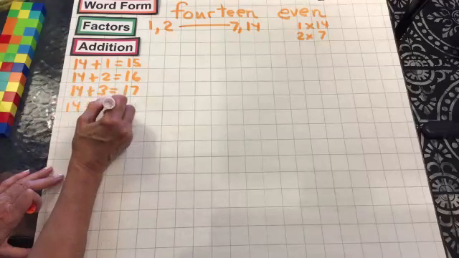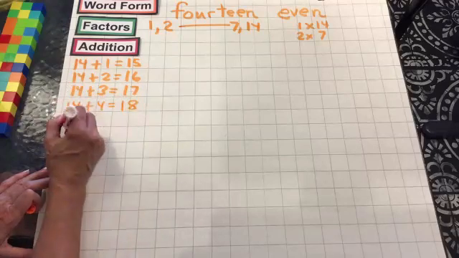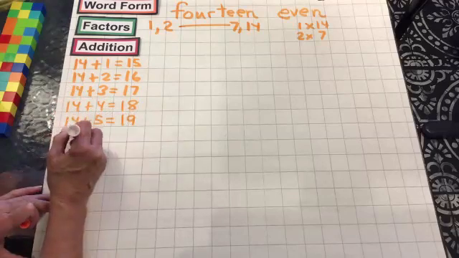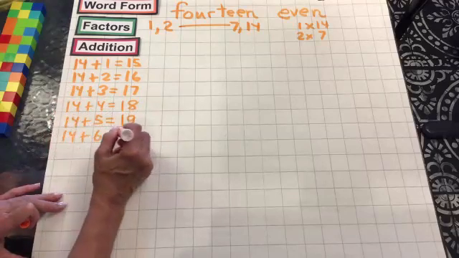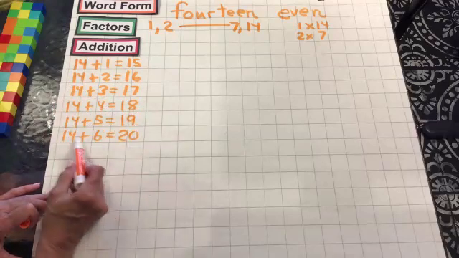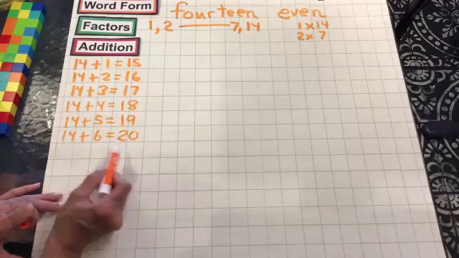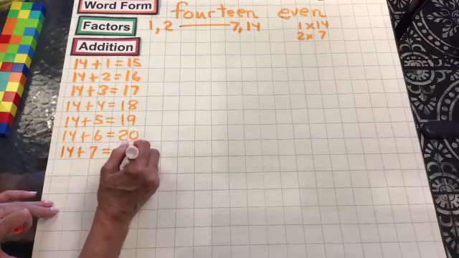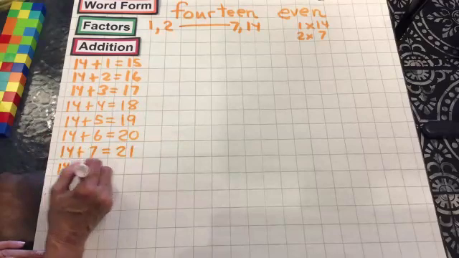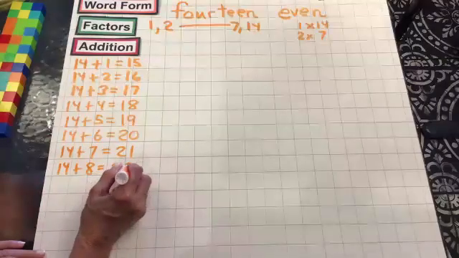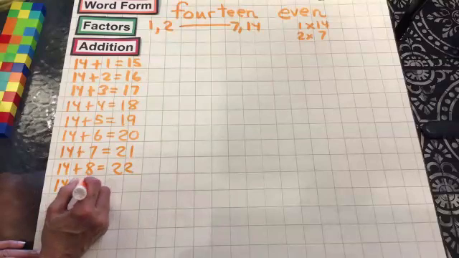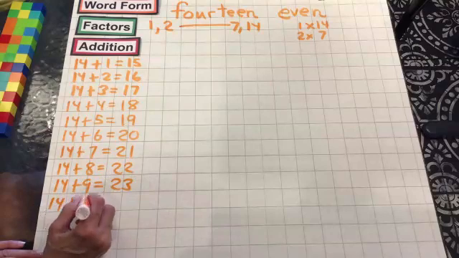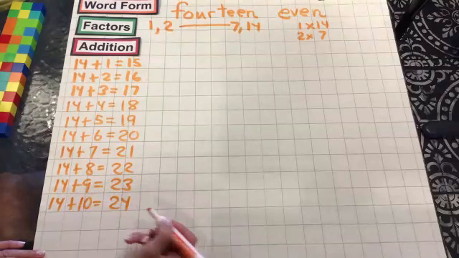14 plus 4 equals 18. 14 plus 5 equals 19. 14 plus 6 equals 20, because 6 plus 4 is 10, plus that 10, 20. 14 plus 7 equals 21. 14 plus 8 equals 22. 14 plus 9 equals 23. 14 plus 10 equals 24.